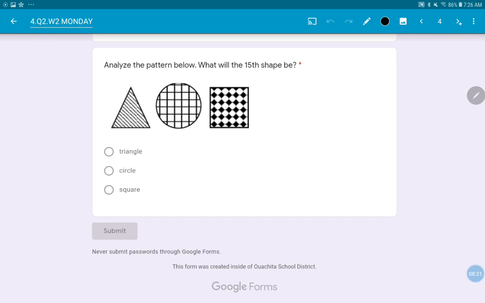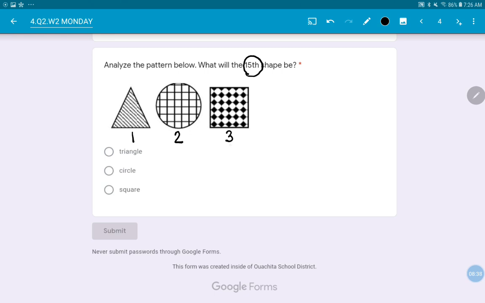Last question for Monday. Analyze the pattern below. What will the 15th shape be? So the first shape is a triangle, second is a circle, third is a square. Remember this said 15th?